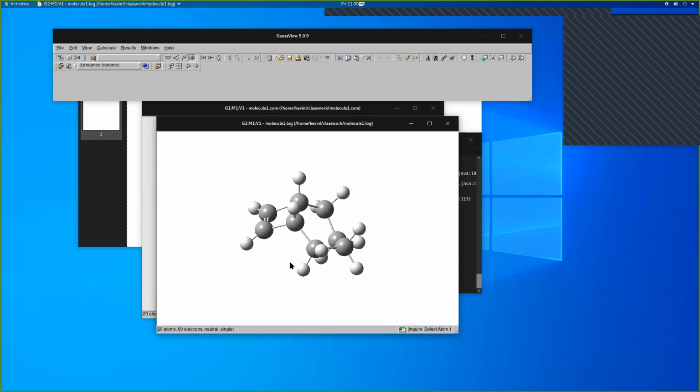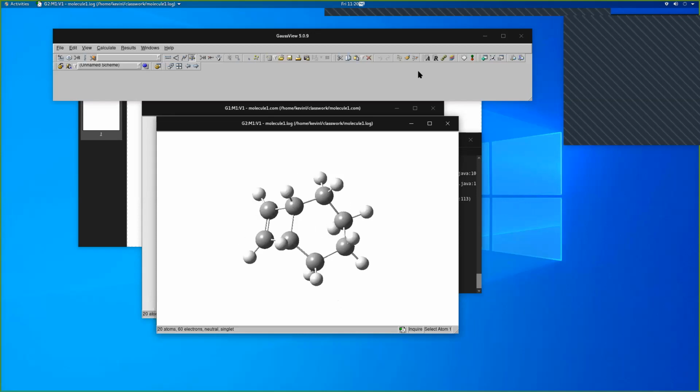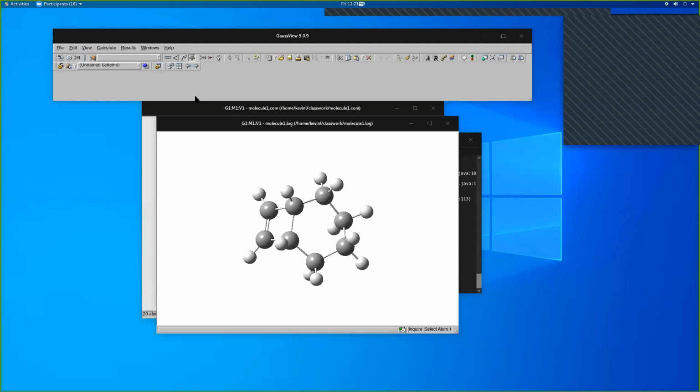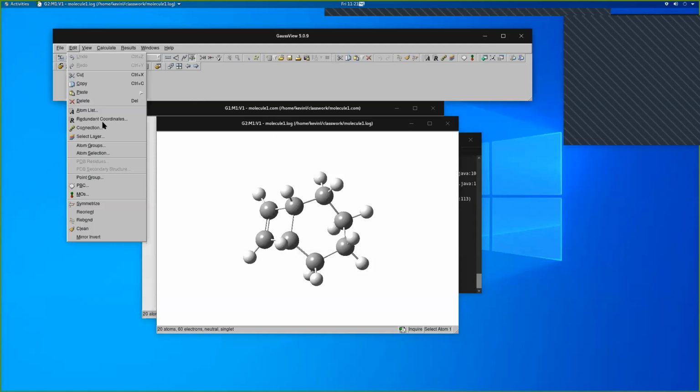Now, in order for 1 to go to 2, there's a ring opening. And if I go back to our problem, there's a ring opening. So 1 to 2 or 1 to 3, there's a ring opening. So what I want to do is try and break the central bond and see what happens. I can break that central bond doing what we've done in the past, which is a scan. In this program, we work slightly differently, and we have redundant coordinates.